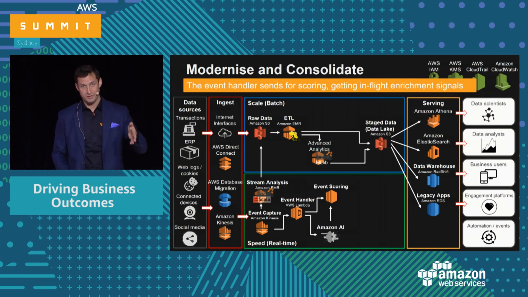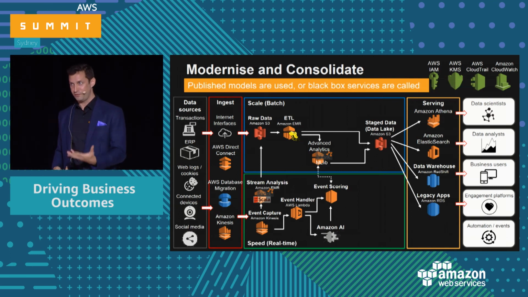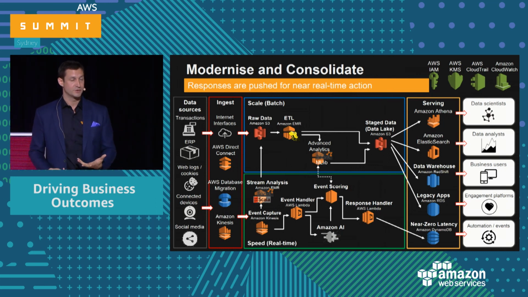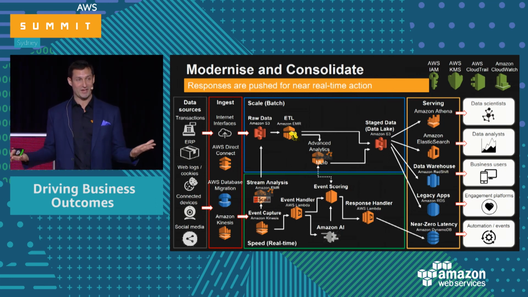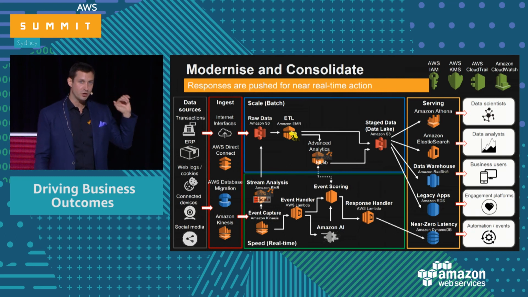So the trigger of the event comes through Lambda. It goes to the event scoring engine, and then a determination is made off of the analytics models, or those predictive models, and then it gets pushed out to a second Lambda function, which is the response. So the response handler says, okay, you said it's 85%, now what do I do? That will then trigger it and push it to the off-ramp.